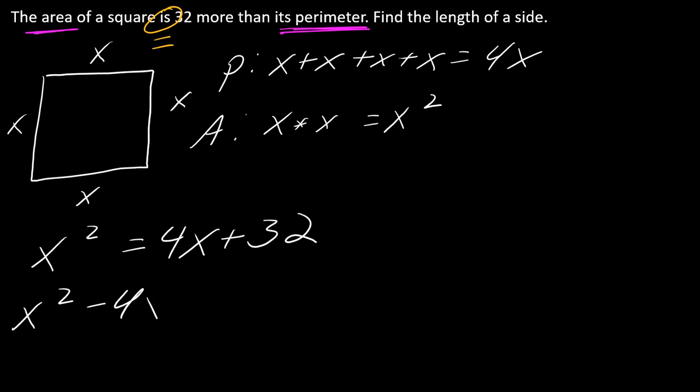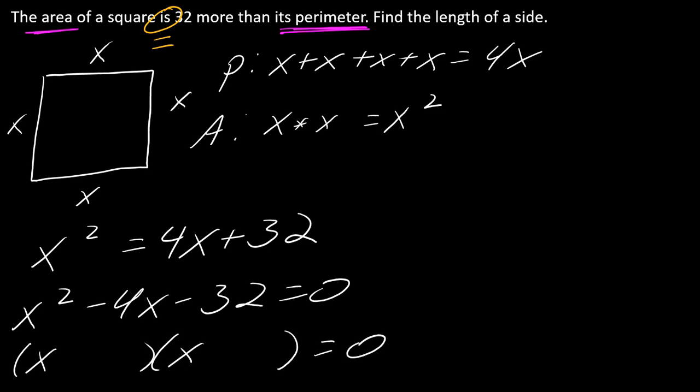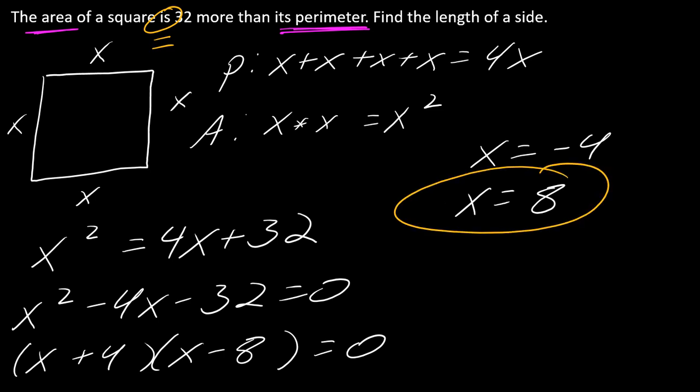To solve this, I'm going to set everything equal to 0. And then, how does this factor? This factors as minus 8 plus 4, right? Let me think. Yep, that's right. So I have two x values: x equals negative 4, or x equals 8. Which one of these makes sense? Well, obviously you can't have a negative side, so 8 is what would make sense. So that is how you can approach that one.